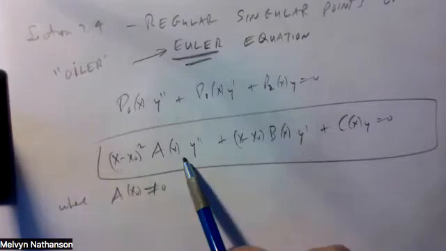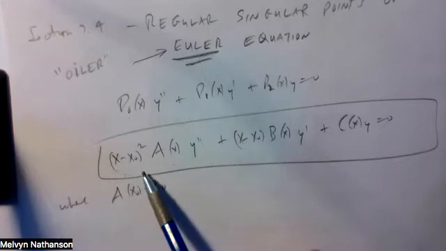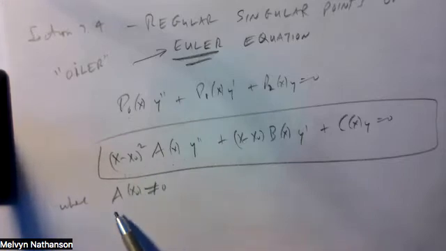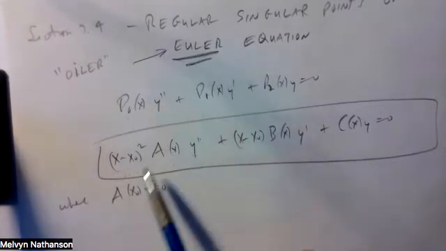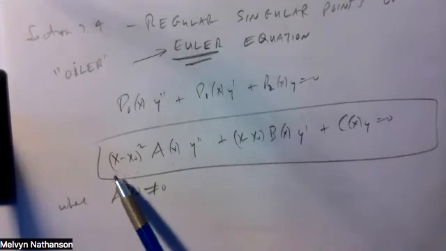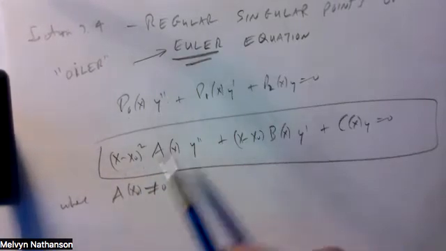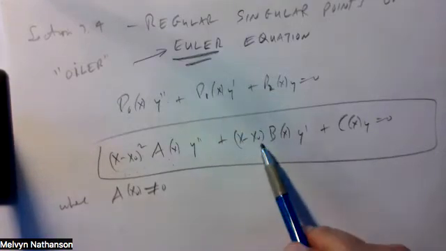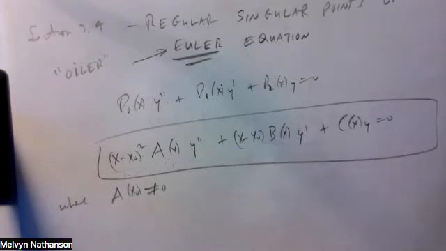Now, this is clearly 0 when x equals x naught, because we just get 0. So x naught is a singular point, but it's a regular singular point if this coefficient of y double prime factors into x minus x naught squared times something which is non-zero at x naught. P1 is 0 at x naught, b of x can be 0 or not 0 at x naught, and c of x is just a polynomial.